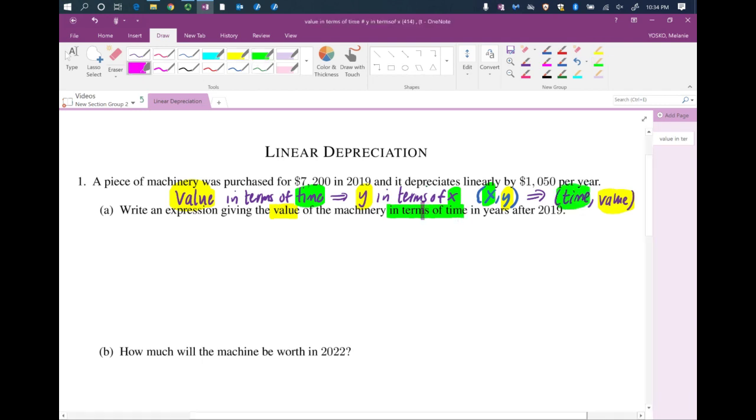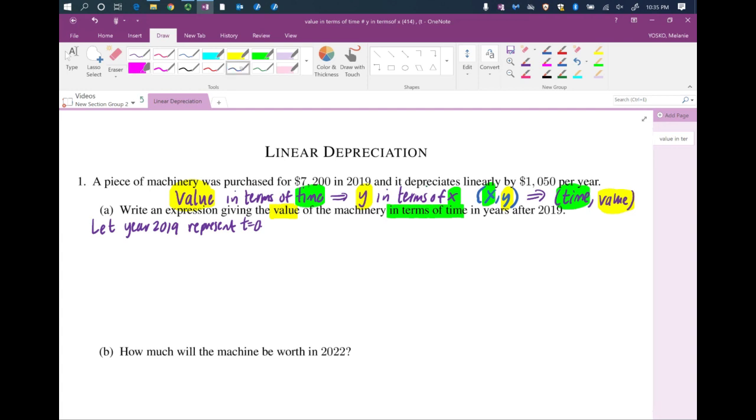So let's point out one more thing. We're looking at time, but not just any time, time in years after 2019. So when did we buy this thing? Well, we bought this piece of machinery in 2019. So that's like the starting point. That's like time equals 0. So let the year 2019 represent t equals 0. Let's just go piece by piece and we're going to write points. We know we're looking at a line because it says depreciates linearly, line. So we're going to try to come up with an equation of a line.